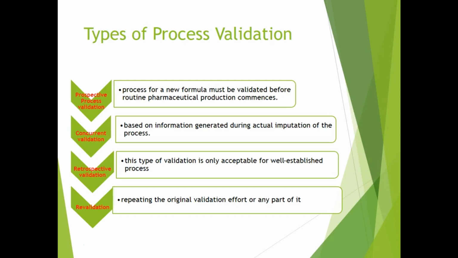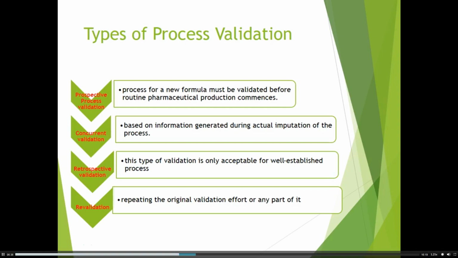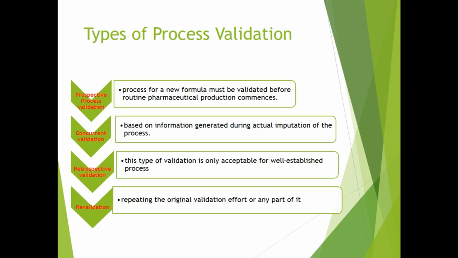So the different types of process validations are listed here. The first one is prospective process validation. It would normally be expected that process validation be completed prior to the manufacture of finished product that's intended for commercial sale. So prospective validation is normally where a new formula must be validated before routine production commences.